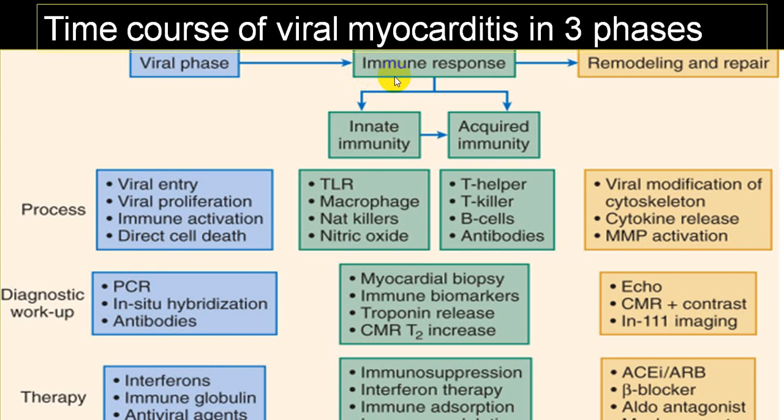In phase 2, you will demonstrate presence of antibody, or you can go for myocardial biopsy which can demonstrate immune biomarkers. You can show myocardial injury by means of troponin present, and in that stage you will require immunosuppression therapy. While in remodeling, usually echocardiography will prove that there is a damage and person has gone into dilated cardiomyopathy, where ACE inhibitor, beta blocker, aldosterone antagonist, and you might require a mechanical support.